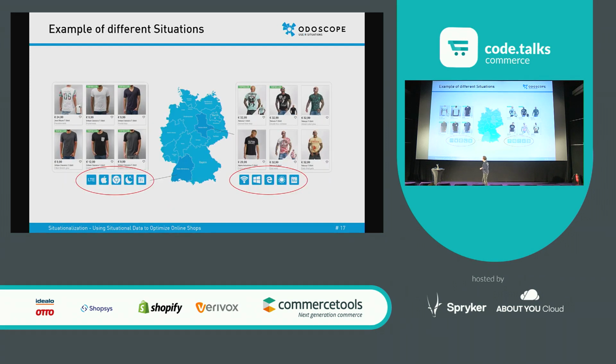If you compare this now, here, for example, these are different situations, and these are the top 6 T-shirts. For example, this is in Baden-Württemberg with an Apple device and Chrome on a Friday night, compared to Saxony, Internet Explorer on Wi-Fi on a Monday afternoon.